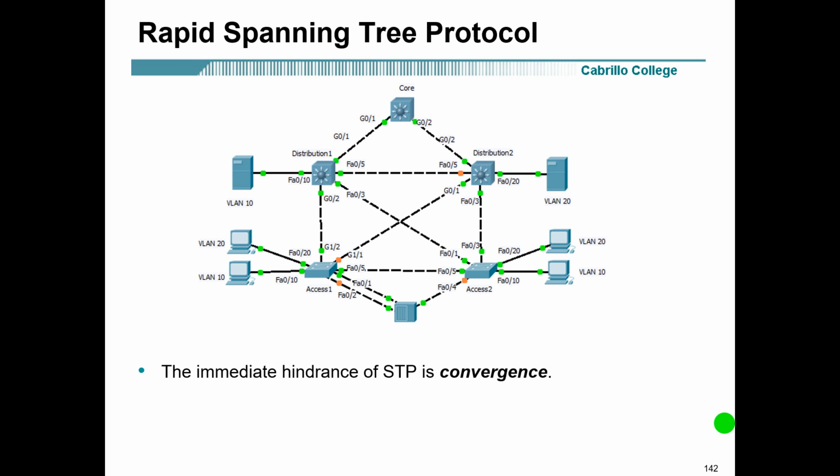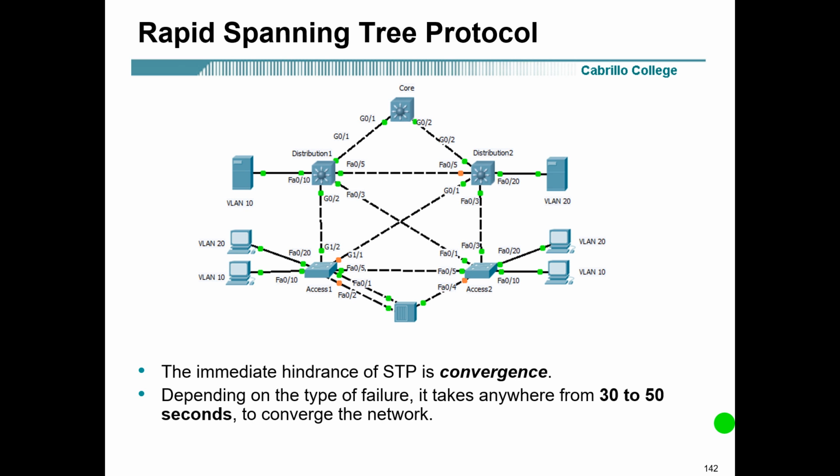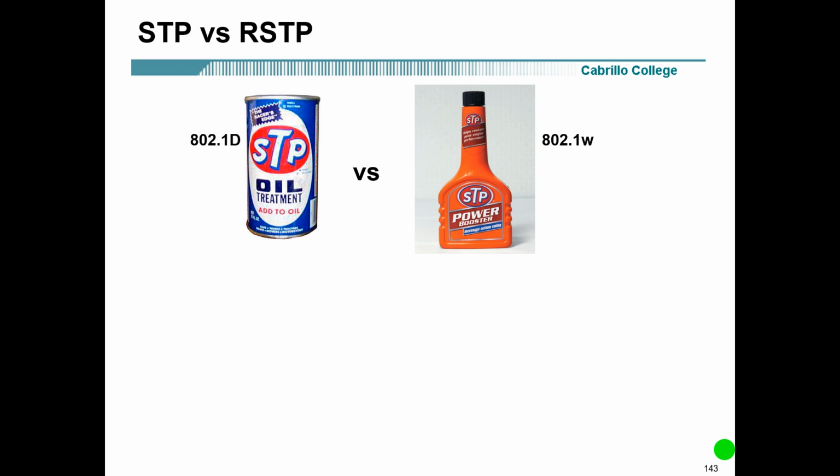The immediate hindrance of STP is convergence. That's been a huge issue. Depending on the type of failure, it takes anywhere between 30 to 50 seconds to converge the network. However, RSTP helps with the convergence issues that plagued our legacy STP. So STP versus RSTP: first of all, RSTP is the IEEE 802.1w standard. Numerous differences exist between both of them.